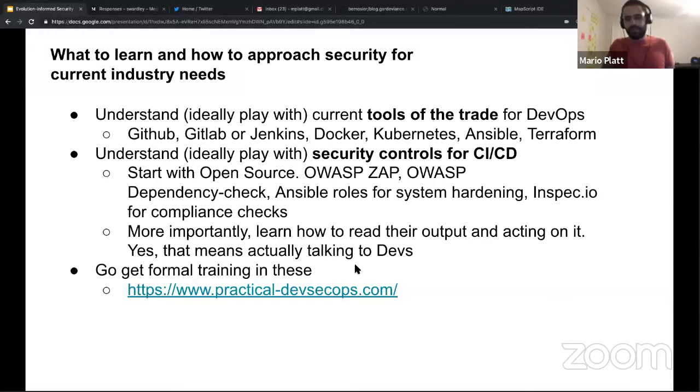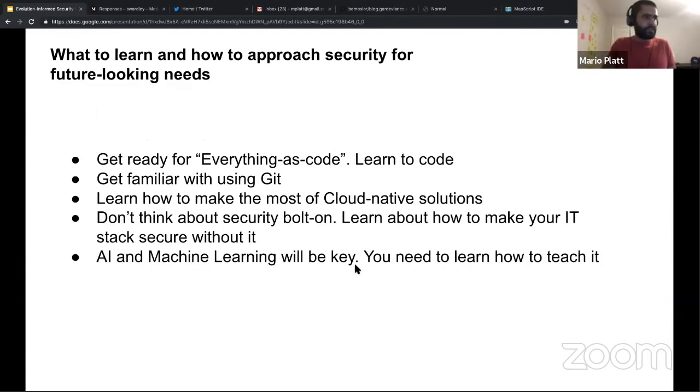Even if you're not from a technical background, you've got Udemy courses for £10 that can get you started on some of these things. Just go and do a few, I would suggest. So understanding how security is implemented in CI/CD pipelines. A lot of these things are open source. You can do tons of things with open source, so try and explore those. And also getting some formal training. I particularly like Practical DevSecOps as providing training for all of these.